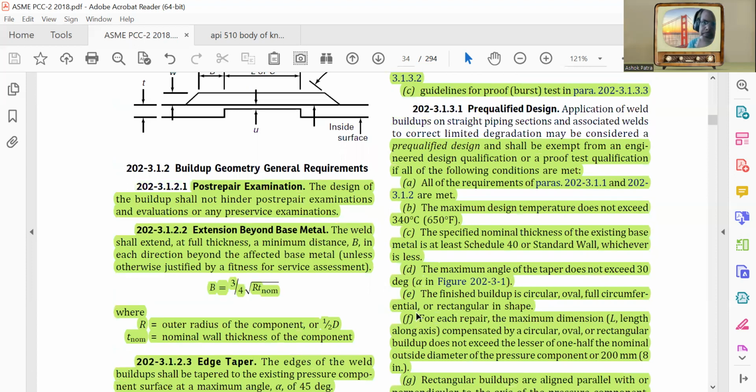The finished buildup is circular, oval, full circumferential or rectangular in shape. For each repair, the maximum dimension, the length along the axis compensated by a circular, oval or rectangular buildup, does not exceed the lesser of 1/2 of the nominal outside diameter of the pressure component or 200 mm, 8 inches.